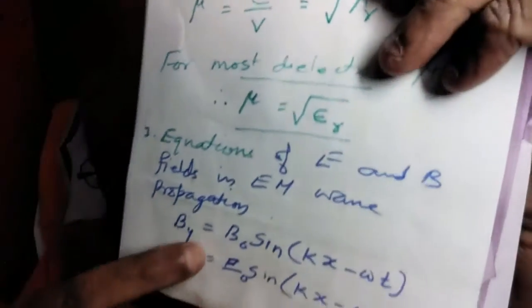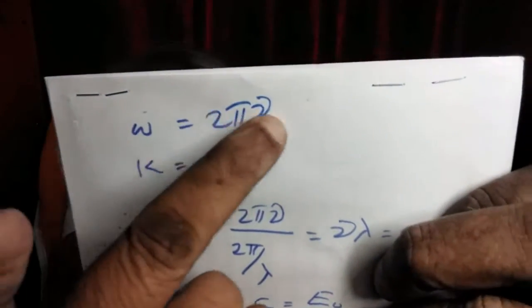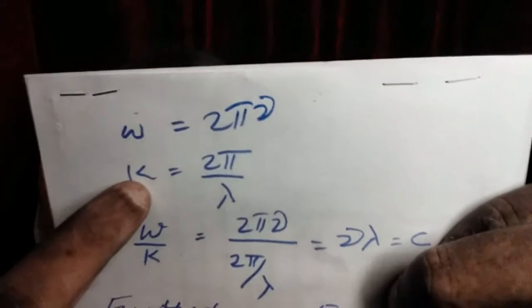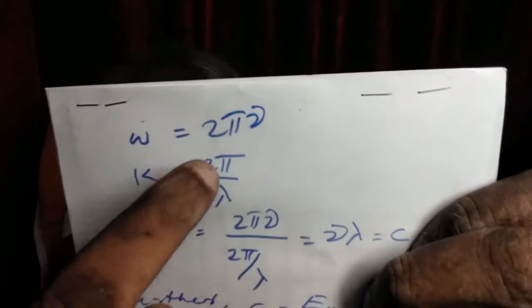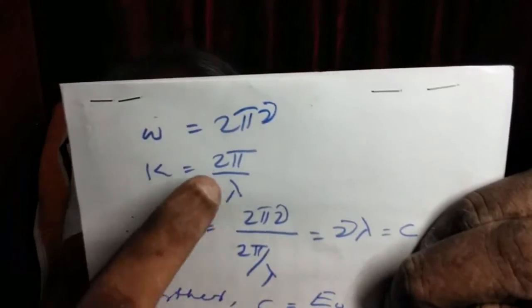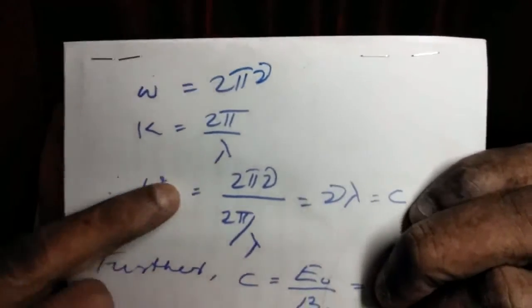Now here, we have to define various terms: k, omega, E0, etc. Omega is 2 pi into nu, 2 pi into frequency of the wave. K, I have said it earlier, k equals 2 pi by lambda. This is called wave number of the wave. 2 pi by lambda, where lambda is the wavelength.